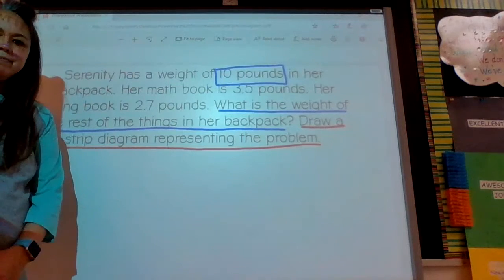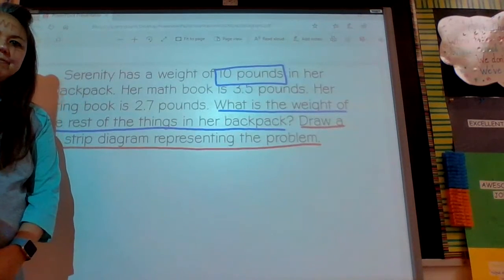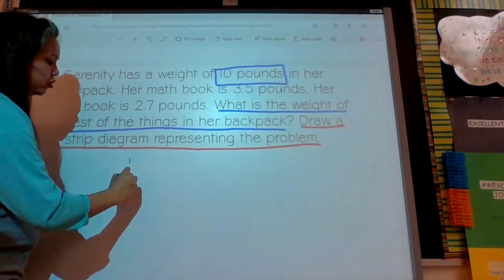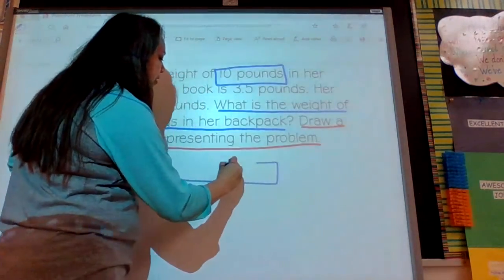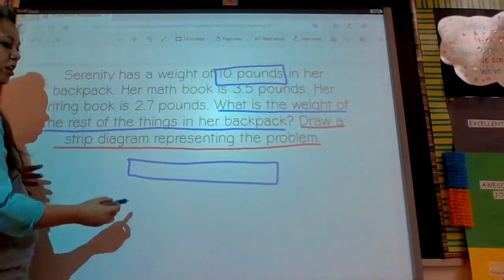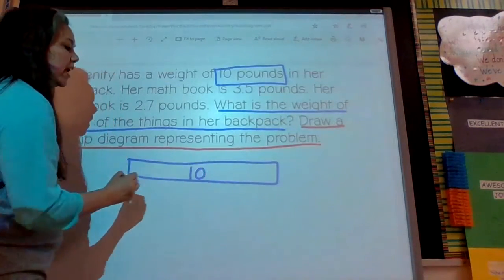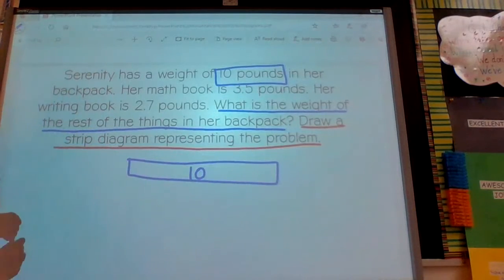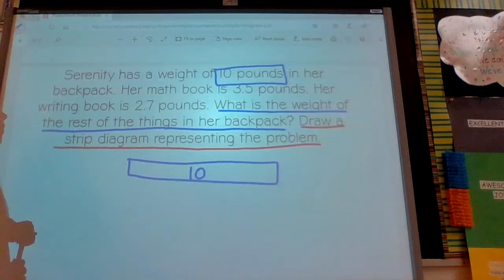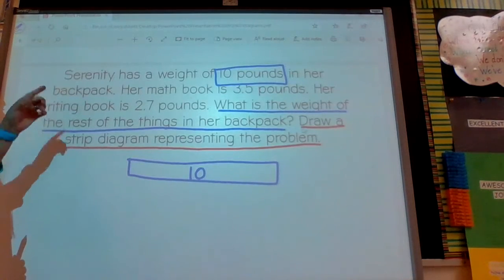Can you guess what that is? If you said that's the total, that's the whole, that's your big strip, you are correct. Because we're wanting to find out the things that are in our backpack and how much they weigh. Well, 10 pounds is what she has. Her math book is 3 5/10 pounds.